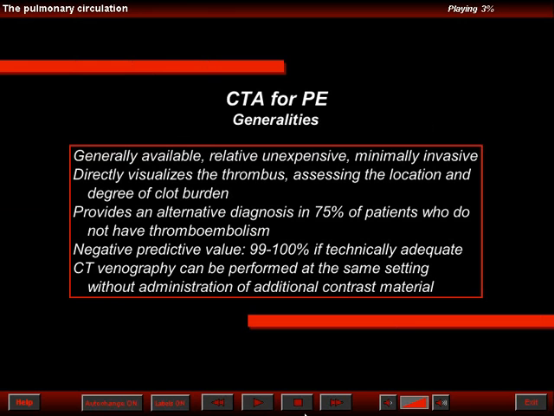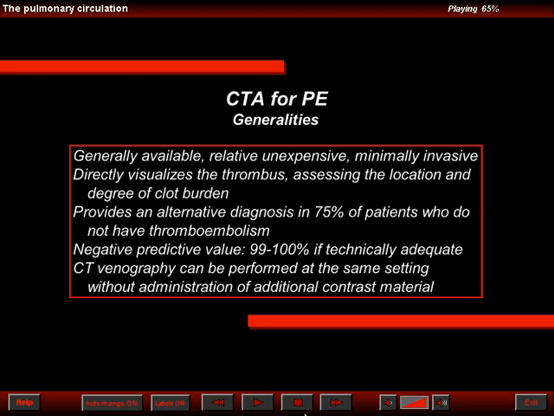CT angiography for pulmonary embolism. It is generally available, relatively inexpensive, and minimally invasive. It visualizes directly the thrombi, assessing the location and degree of clot burden. It provides an alternative diagnosis in 75% of patients who do not have pulmonary thromboembolism. For example, they may have a pneumonia, atelectasis, a pericarditis, dissecting hematoma of the aorta, or even a myocardial infarction.